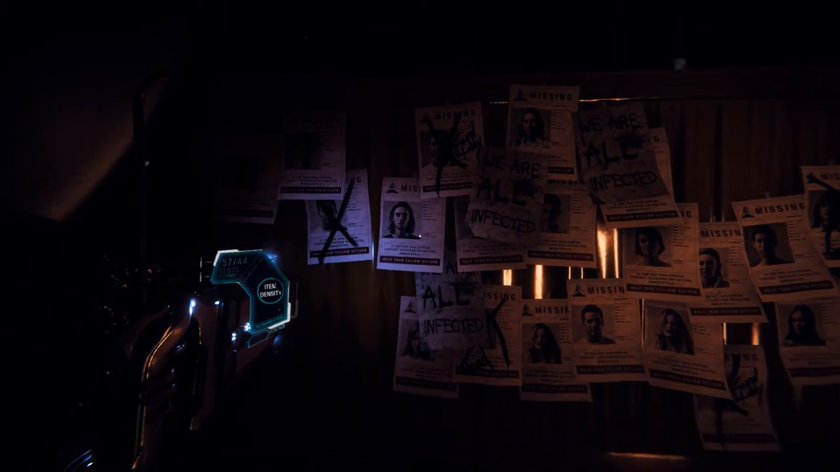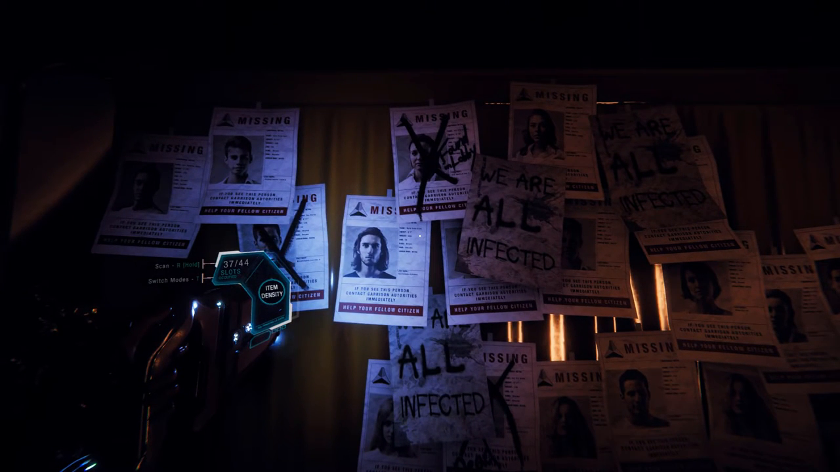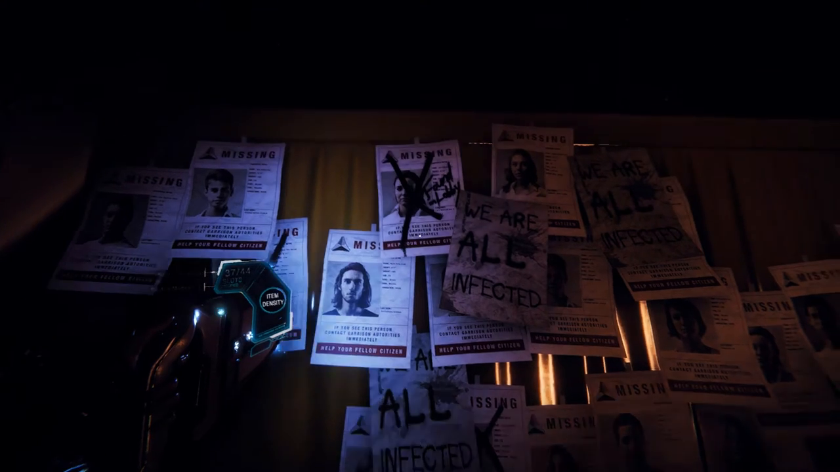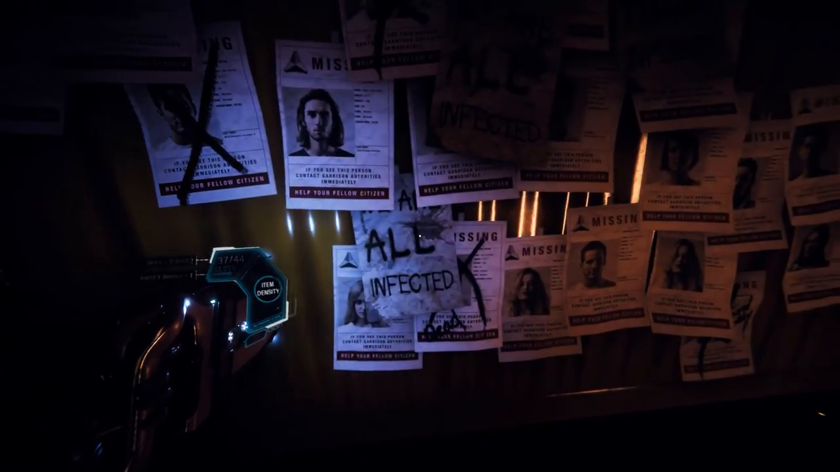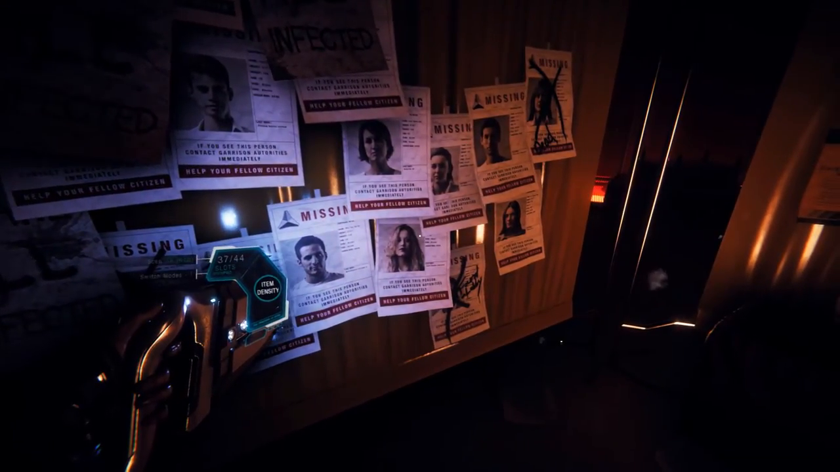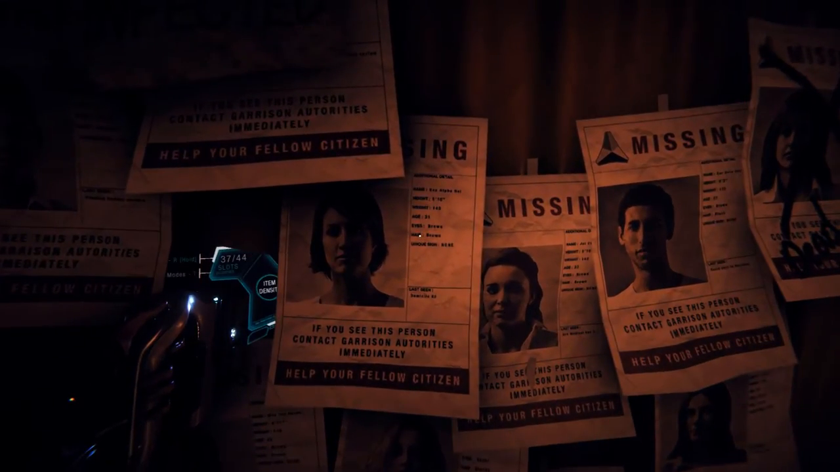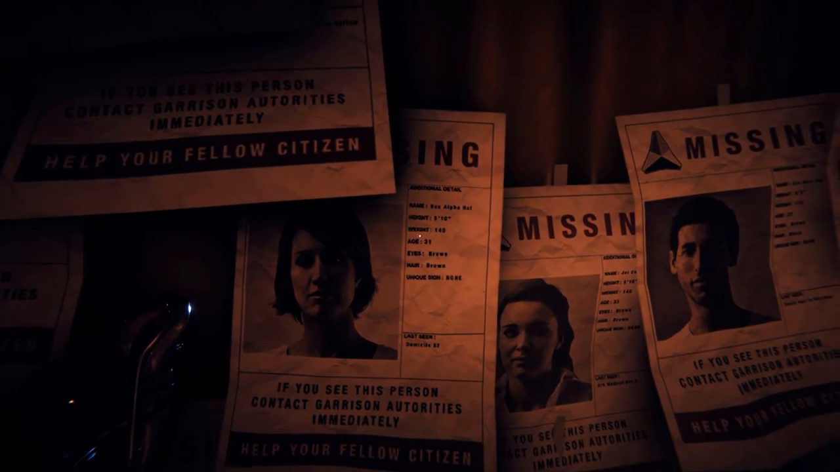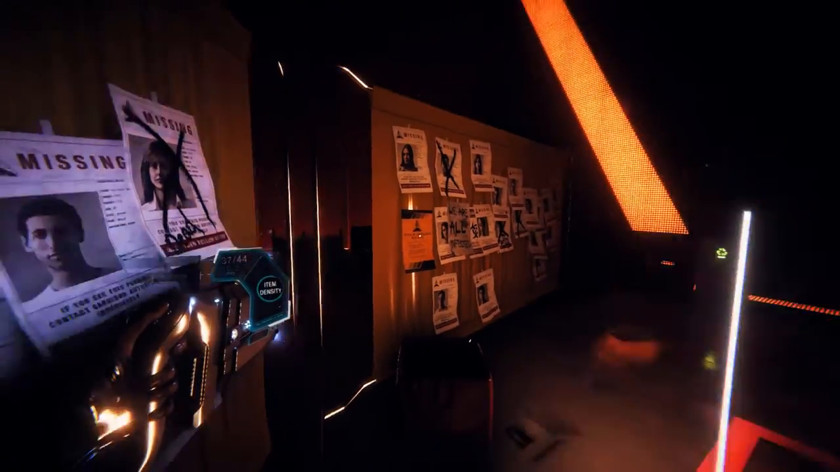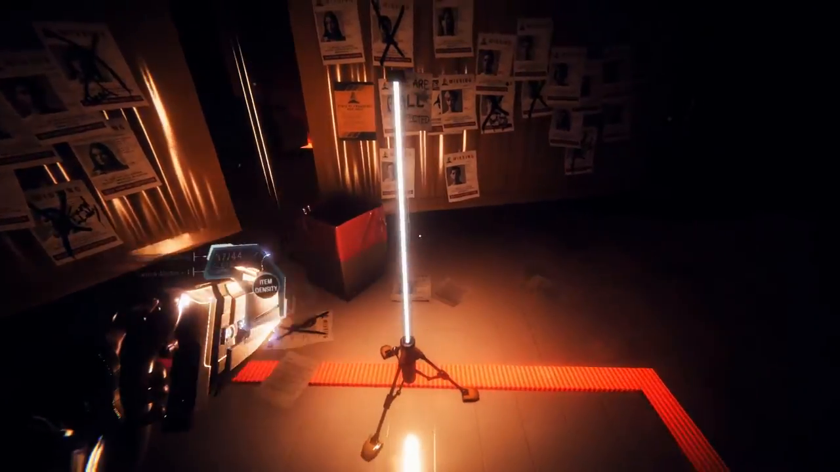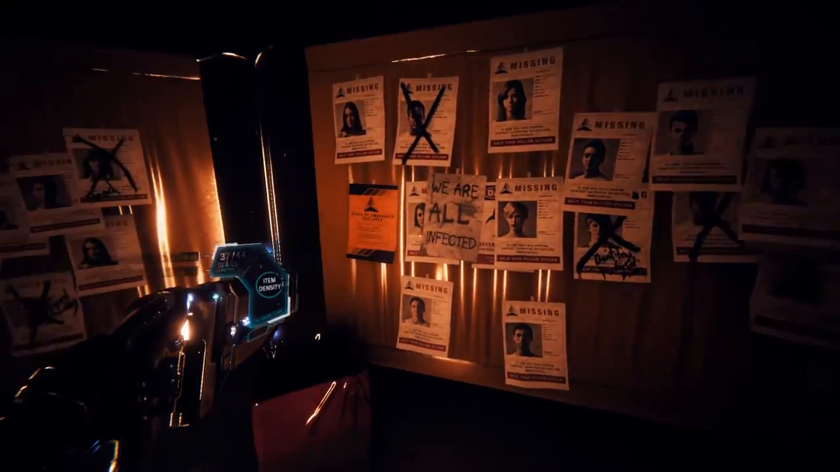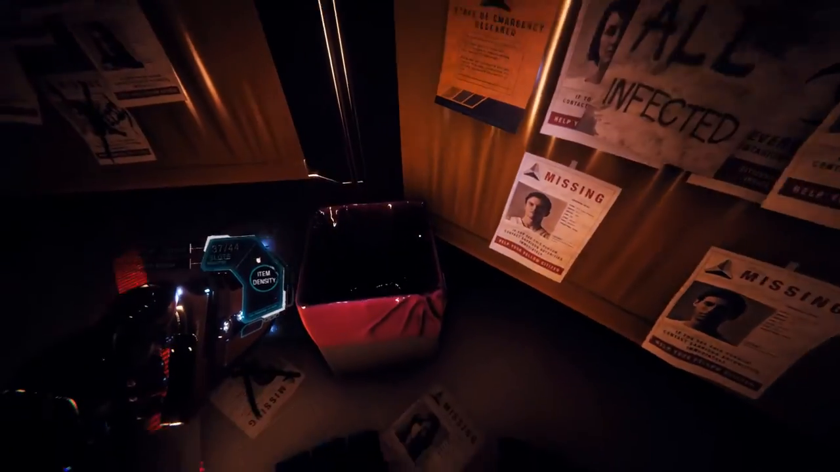Let's see. We are all infected. We are all infected. All infected. Missing. If you see this person, contact garrison authorities immediately. Help your fellow citizen. Found in the lobby. Dead. Found in the lobby. Dead. Can I read their names? Yeah, I can, kinda. Very cool, and again, the amount of detail and forethought that went into this is super awesome, and very impressive.